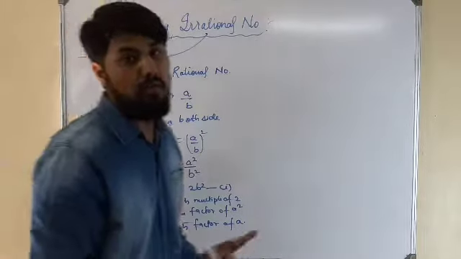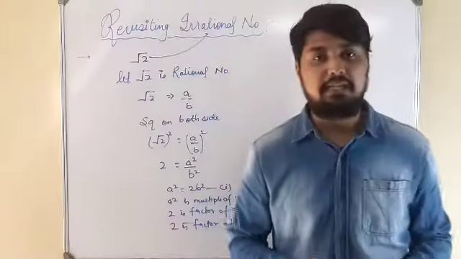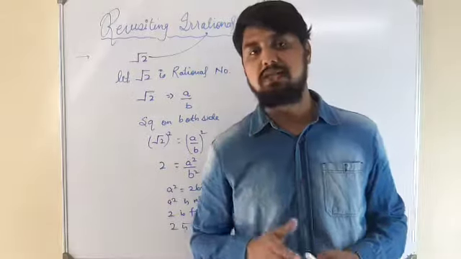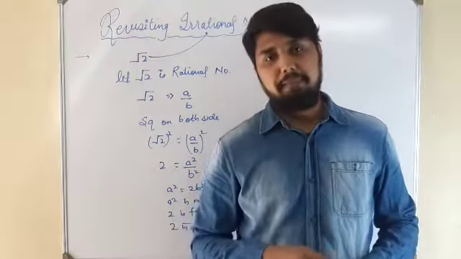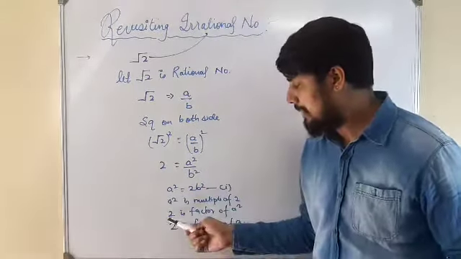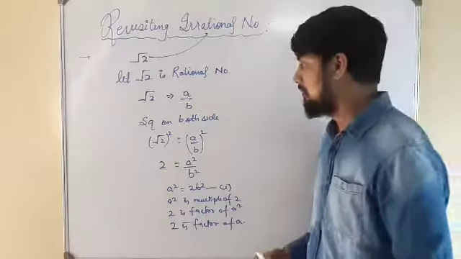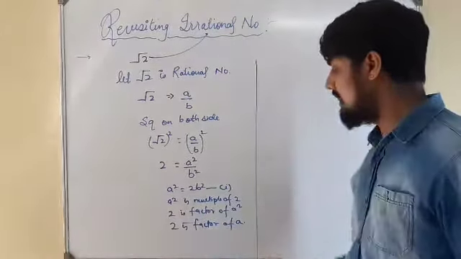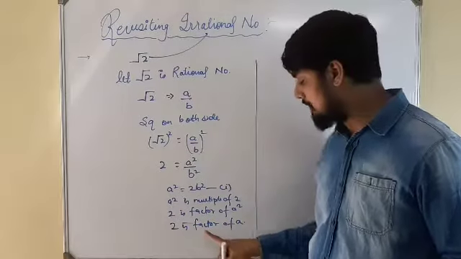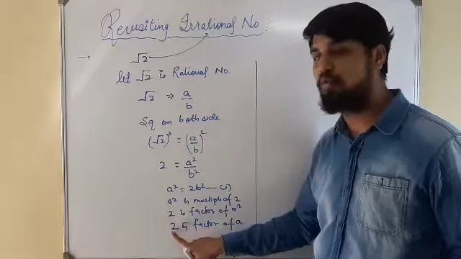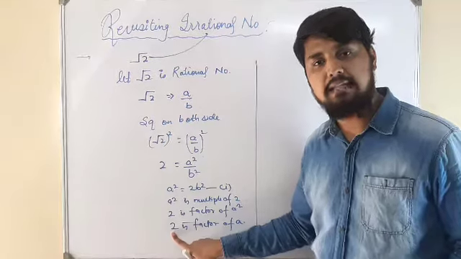This we have already studied in the theorem that if p is any prime number, if it divides a square, then it divides a also. So now here 2 is a prime number, 2 is a factor of a square, then 2 is a factor of a also. Now when we say that 2 is a factor of a, that means we are going to divide a by 2 and we are going to get the remainder as 0.